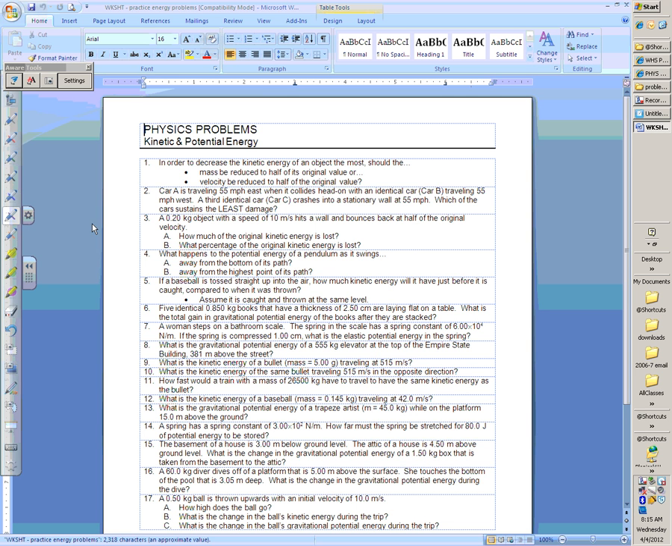So, first problem set: kinetic and potential energy. That's what it looks like. Answers to that problem set are posted online. Key numbers here, from a conceptual standpoint: number 1 and number 2 give you the relationship between velocity and kinetic energy, that you need to square the velocity, and that gives you the kinetic energy.